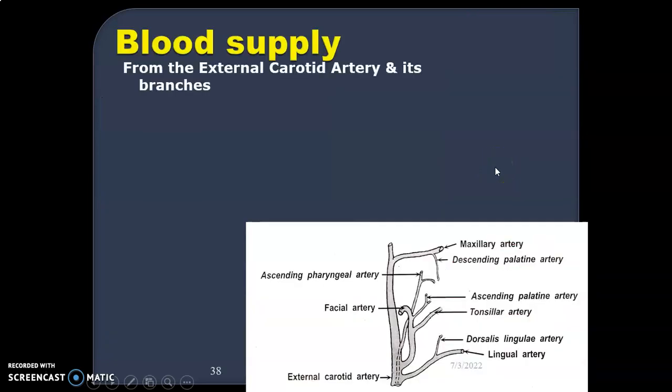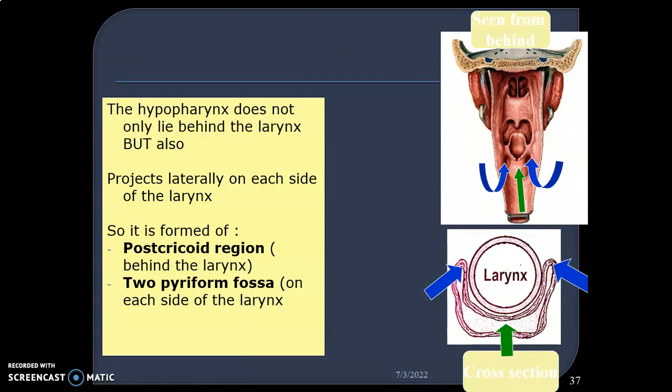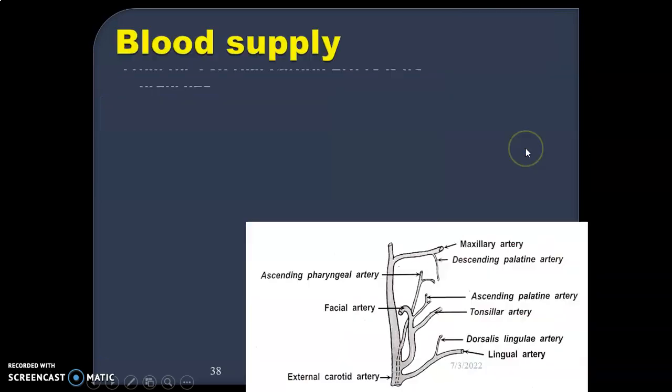What's the blood supply of the larynx? Sorry, of the pharynx. What you need to understand is that the piriform fossa form potential spaces where a foreign body can lodge. So you can have foreign bodies lodge in these piriform spaces. So that's a clinical relevance.